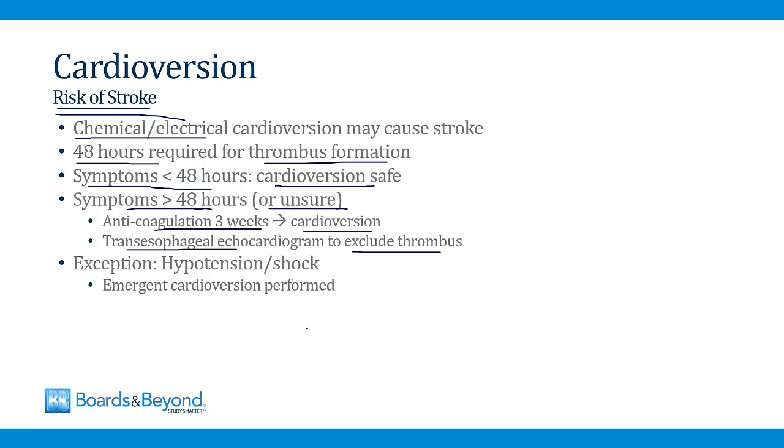And then finally, an exception to all these rules is a patient who develops new onset atrial fibrillation and develops hypotension and shock. This is very rare, but if this does occur, you immediately perform a cardioversion no matter the risk of stroke. This often comes up in board exams. It's uncommon in real practice, but patients can go into very rapid atrial fibrillation and develop hypotension, and the treatment is always then to shock the patient and revert them to sinus rhythm no matter the risk of stroke.